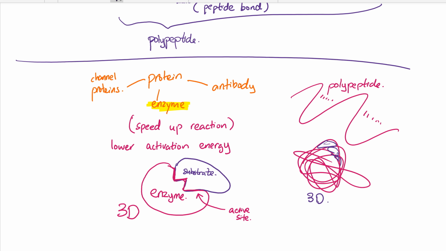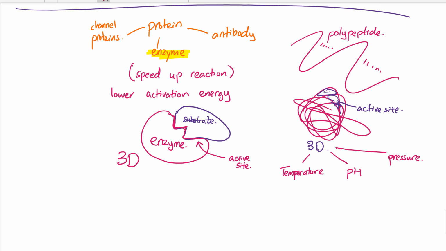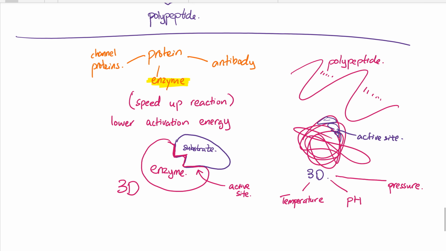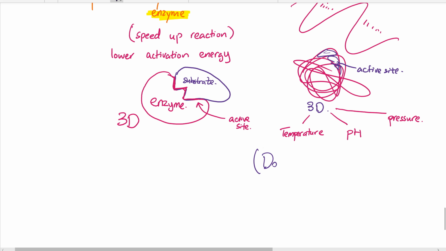It has some sort of active site. And these are due to a few factors. You don't have to remember the factors, but just know that some of the factors are temperature, pH, and pressure. And they are very specific to different enzymes. Different enzymes have different conditions to maintain their 3D shapes. And when the 3D shape is no longer maintained, we say that the proteins or the enzymes are denatured.